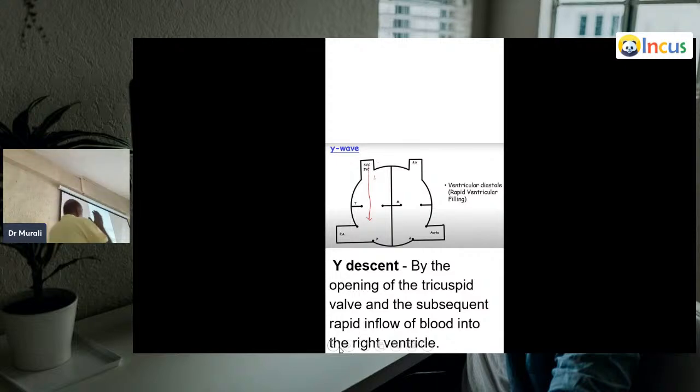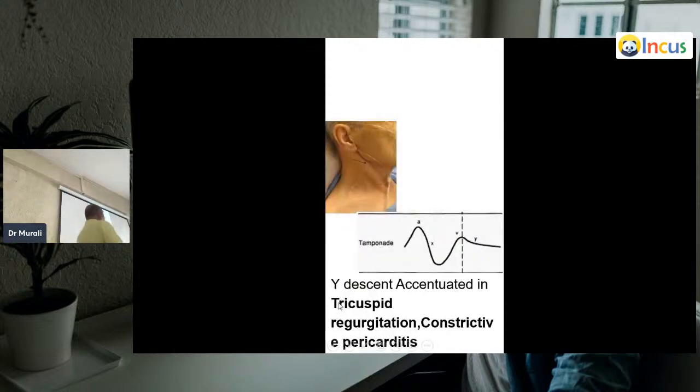So, doctor, Y descent is typically happening during diastole or in systole? It is happening during ventricular diastole. During first one third or last one third? First one third. And it is because of the opening of the AV valve and rushing of the blood from atria into ventricle. That's what you need to basically remember.